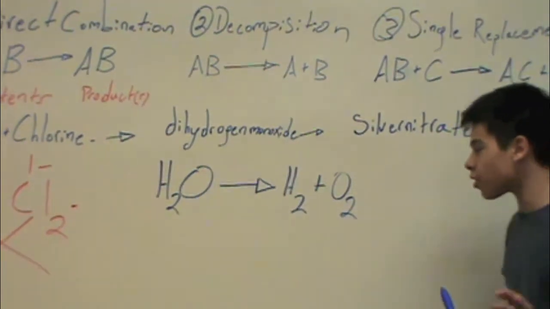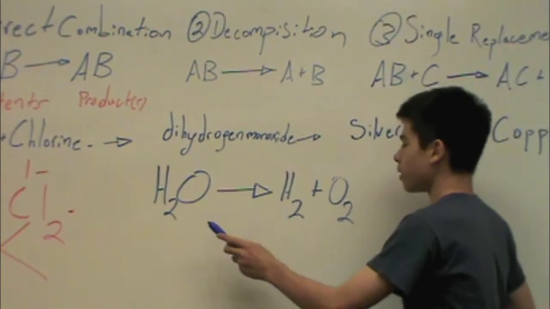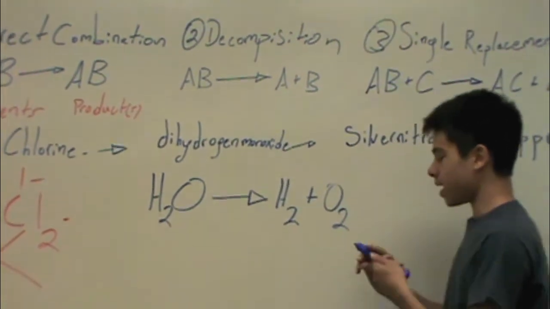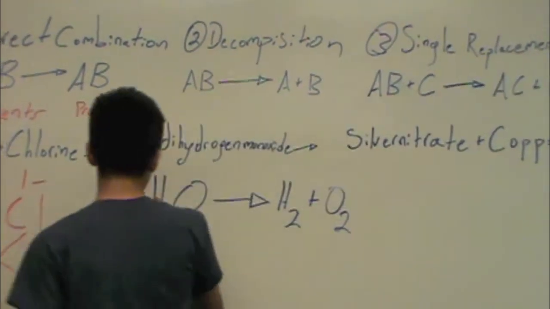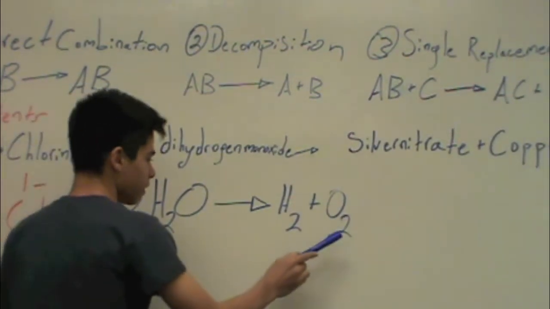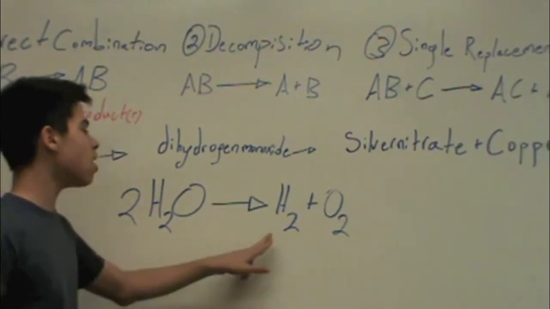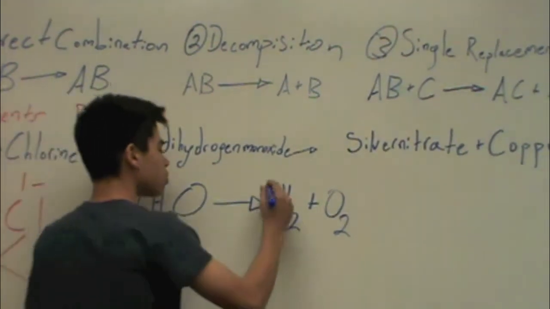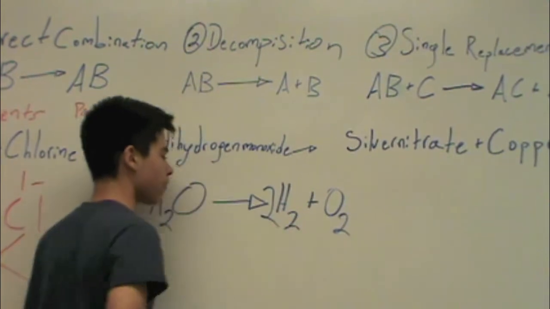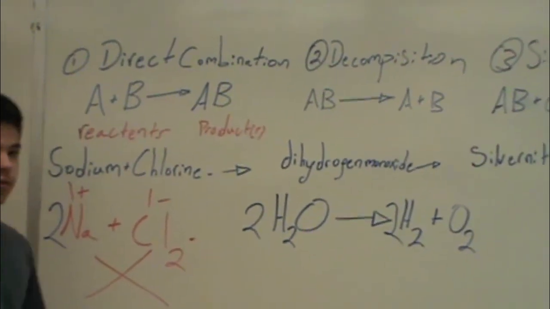So now this is also unbalanced because we have 2 hydrogens, but we only have 1 oxygen on this side. So in order to correct that, we're going to put a 2 here. So we have 2 oxygens. But now we have 4 hydrogens on this side, but only 2 hydrogens here. So we're going to correct that by putting a coefficient of 2 in front of the hydrogen. And now we have a correctly balanced equation.